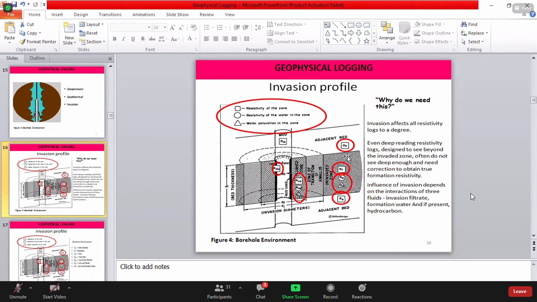But in the course of this drilling, what happens? The mud filtrate, that is the fluid that is mixed with the mud. When this motion continues, because of the great pressure difference in the borehole, some of the mud filtrates, that is the mud fluid, might find their way into the formation.